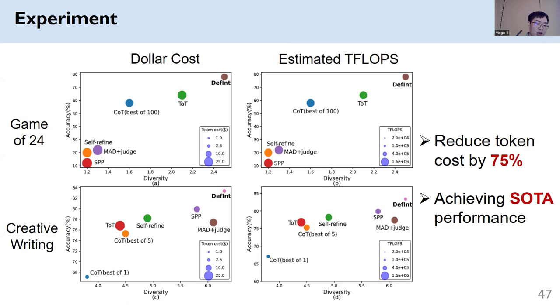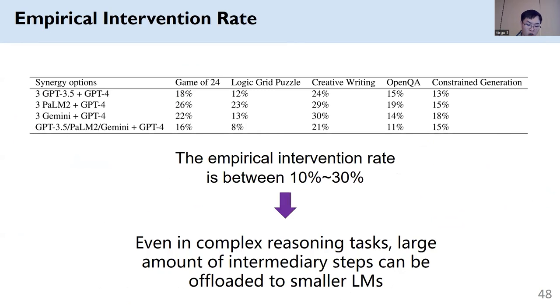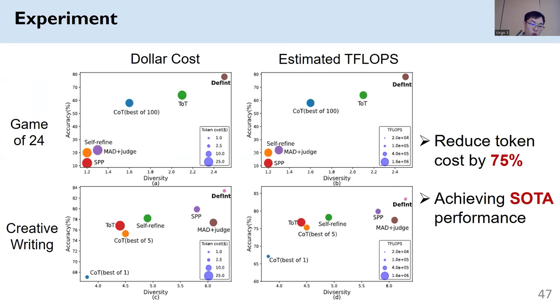We can show that our framework, DeFInt, reduced the token cost by 75% across all tasks, and achieved SOTA performance at the same time. So I think it shows that this framework can be very effective at reducing the token cost of simulating agents.